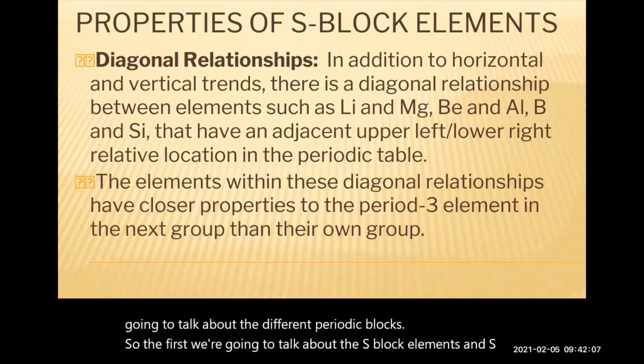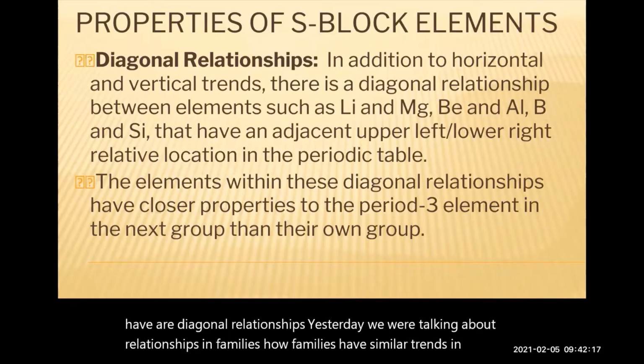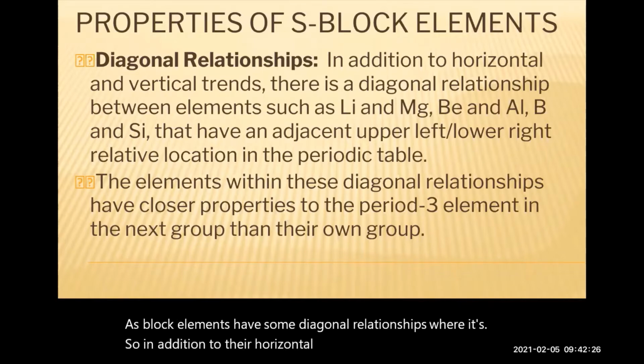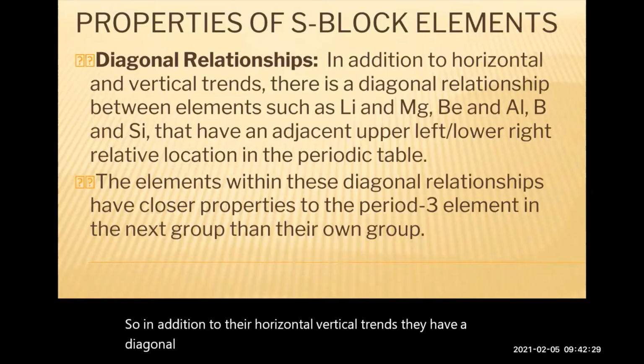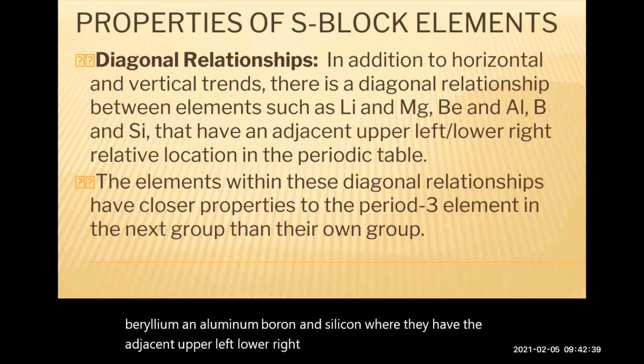The first thing they have are diagonal relationships. Yesterday we were talking about relationships in families, how families have similar trends in relationships. S block elements have some diagonal relationships, so in addition to their horizontal and vertical trends, they have a diagonal relationship such as lithium and magnesium, beryllium and aluminum, boron and silicon, where they have the adjacent upper left, lower right relative location on the periodic table. I'm going to show you what they look like in a minute.